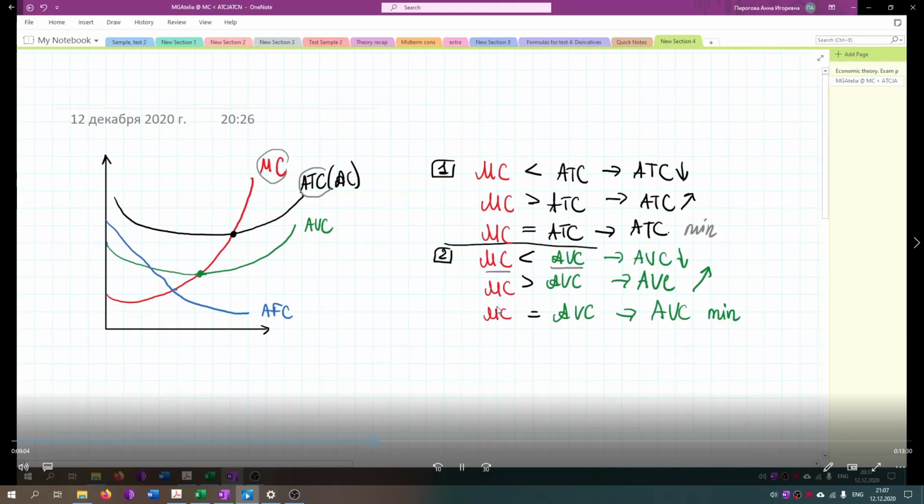So now let's discuss what happens with marginal cost and average variable cost. Firstly, we will look at the part where marginal cost is lower than the average variable cost. So we know here is average variable cost, here's marginal cost, and this part is where marginal cost is lower than the average variable cost. And what happens to the average variable cost? We can see from the graph that it is decreasing here.